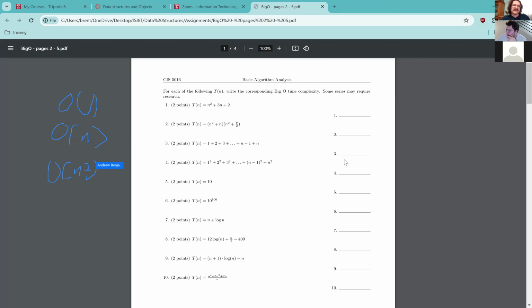O of 1 means it takes the same amount of time no matter how many items we have. O of n says we do an operation for each item, or some operations for each item. And then O of n squared says for each item, I'm going to compare that item to each other item, or for each item, I have to look at every item in the list. So something like the isUnique function will be O of n squared, for the way we currently write it.